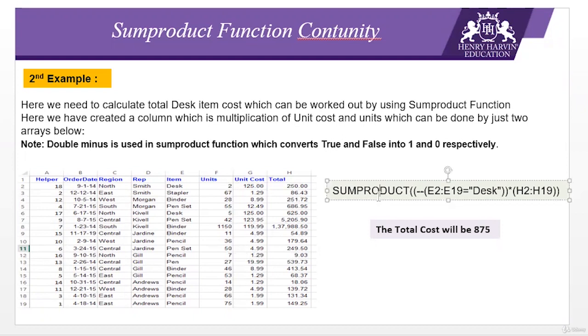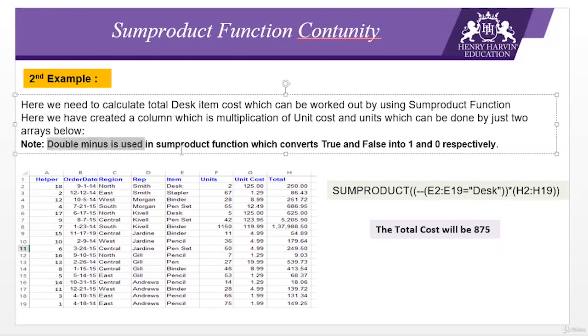What we are doing in this function is creating an IF on E2 to E9, this is the range of item, equal to desk, then it should be multiplied by H2 to H9, of course. In this function, E2 through E9 equal to desk is giving us true and false values. As you know, we are converting them. You can read this line: when we use double minus in the SUMPRODUCT function, it converts true and false into 1 and 0 respectively. So you can see that there is a scenario.